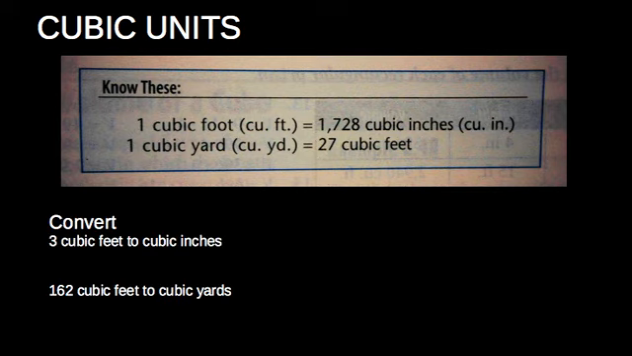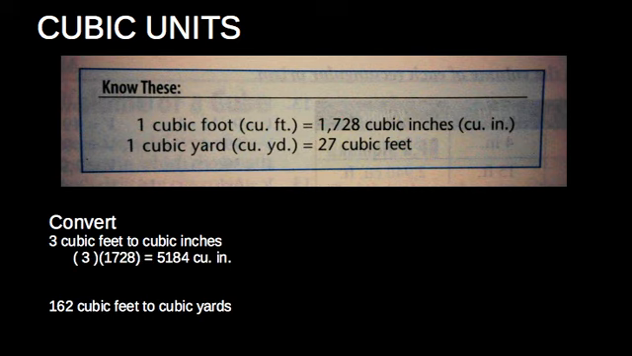We got, what if we have 3 cubic feet and we want to change it to cubic inches? What do we do? Well, we know that 1 cubic foot has that amount of inches. So all you have to do is just multiply the 3 cubic feet times the amount of inches that you have in 1 cubic foot. You got to multiply it, and then you get that amount. That's going to be how many little cubic inches you have in 1 big cubic foot, actually in 3 cubic feet.